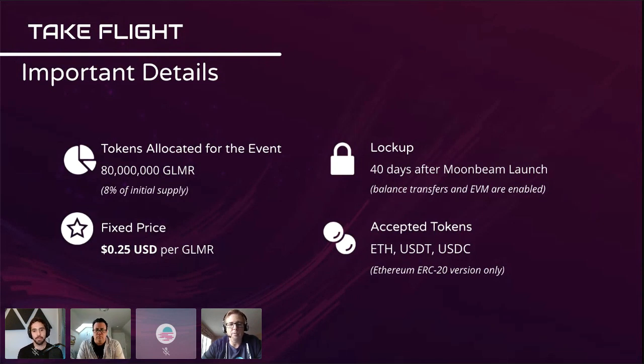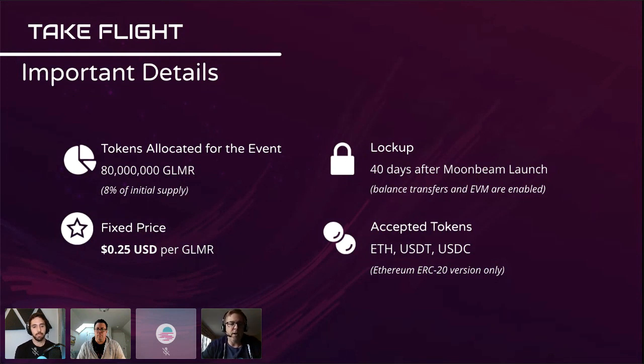So what does that mean, right? That means you'll be purchasing or acquiring the tokens during the event. And then there's a number of phases that have to happen, and we're going to go through that a little later. But once we do launch and transfers are enabled, EVM is enabled, and so forth, there'll then be a 40-day lockup period until you're able to trade those tokens.